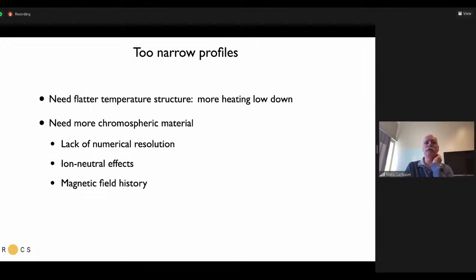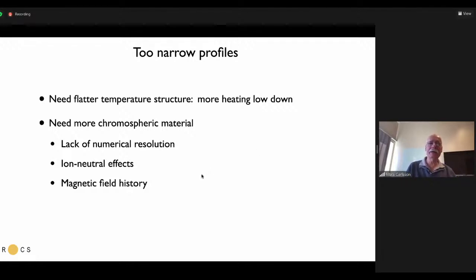So the too narrow profiles, how can we solve that? Well, these are optically thick lines. We could have more turbulence, but there are other indications from optically thin oxygen line observed with IRIS that this is not the case, at least in the quiet sun, intergranular or internetwork regions. So then we need to do something about the source function. So we need a flatter temperature structure. So we need more chromospheric material, especially in the lower part.